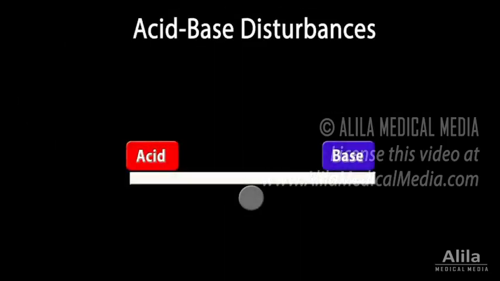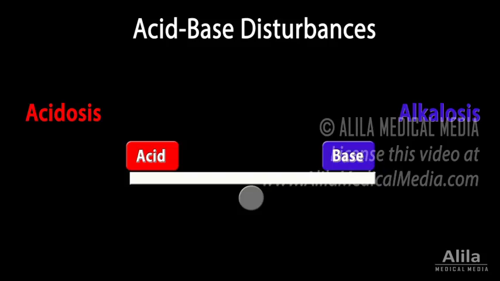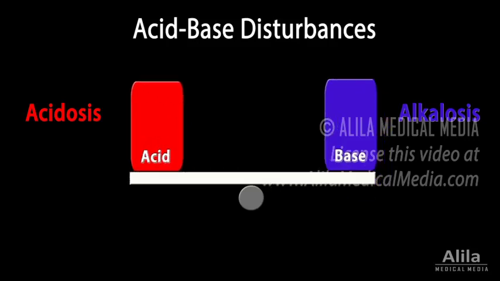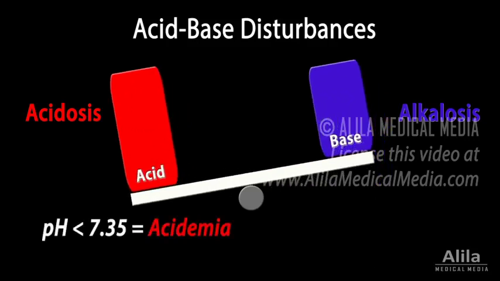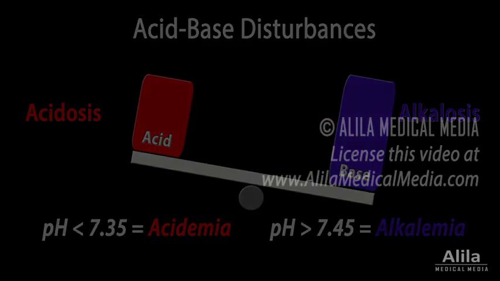Pathologic changes may cause acid-base disturbances. Acidosis refers to a process that causes increased acidity, while alkalosis refers to one that causes increased alkalinity. It's not uncommon for a patient to have several processes going on at once, some of them in opposite directions. The resulting plasma pH may be normal, too acidic, called acidemia, or too basic, called alkalemia.